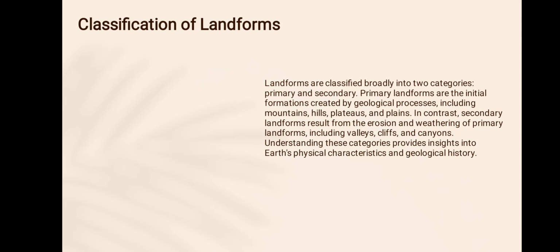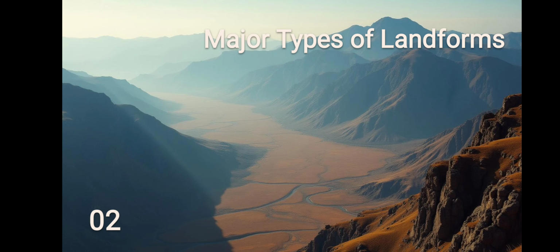Classification of landforms. Landforms are mainly classified into two categories, primary and secondary. Primary landforms are those whose initial formations are created by geological processes. It includes mountains, hills, plateaus, and plains. In contrast, secondary landforms result from the erosion and weathering of primary landforms. It means primary landforms are already there, and after denudation, erosion and weathering, they become a different type of landform, which includes valleys, cliffs, and canyons. Understanding these categories provides insights into Earth's physical characteristics and geological history.